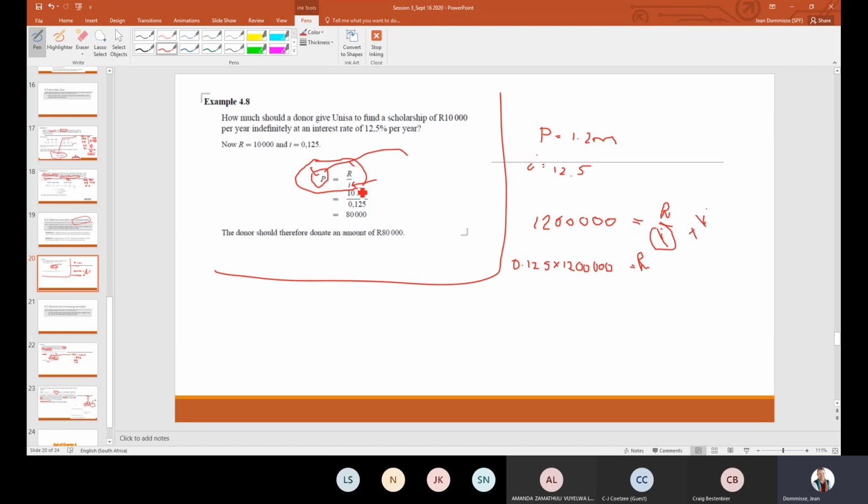The thing that can be of difference is if the interest rate is per year or per month or per quarter. Then you just need to make sure that if it is per month, it is 0.125 divided by 12. If it is per quarter, it's divided by 4, and so forth. But this is basically how that formula would look.